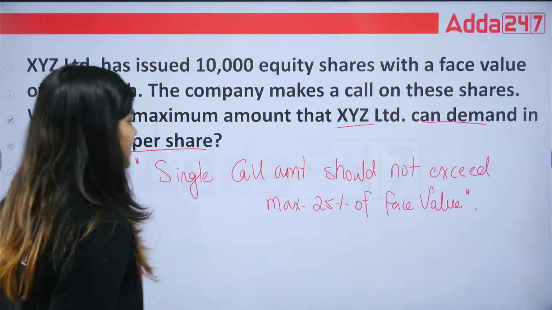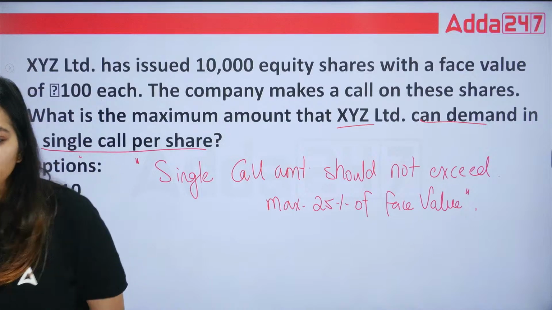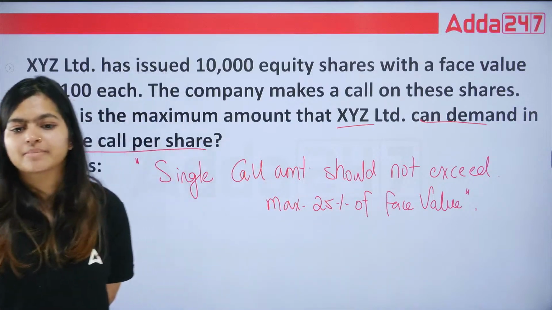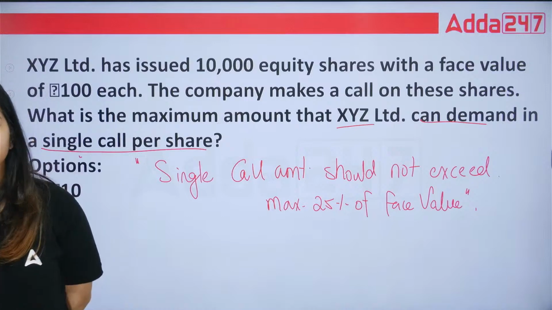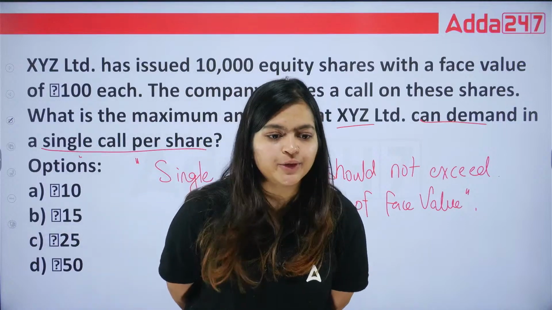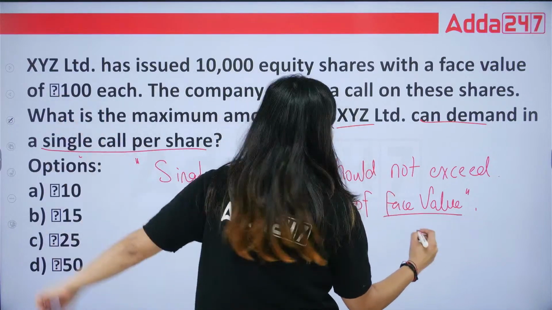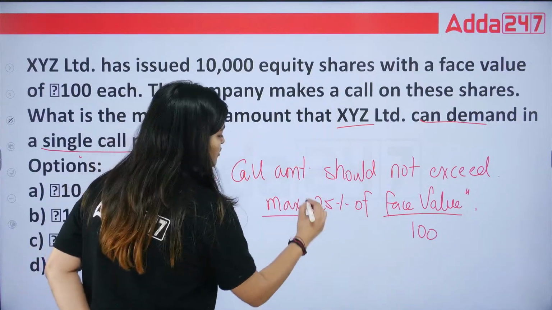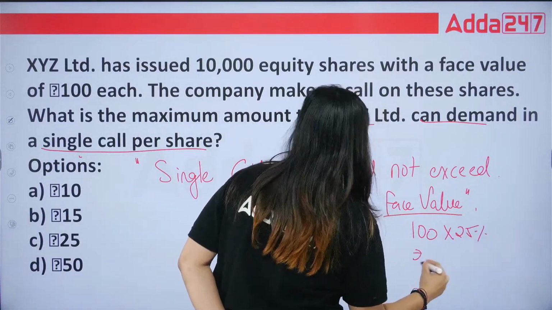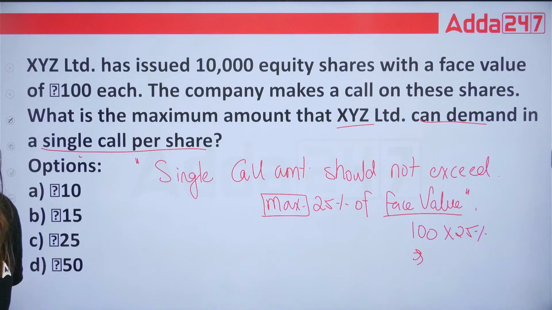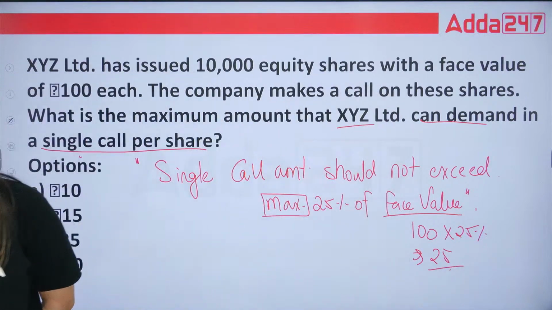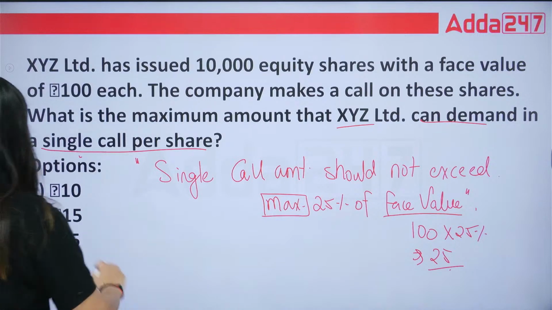Single call amount should not exceed maximum 25% of face value. Now can you tell me the answer? This is the line from which this question is framed. What is your face value amount? That is 100. And they are saying maximum 25%. So 100 into 25%. What is your amount? A, B, C, D: 10, 15, 25, 50. As per this, 25. So the correct answer is option C.